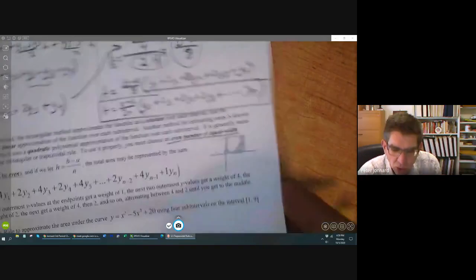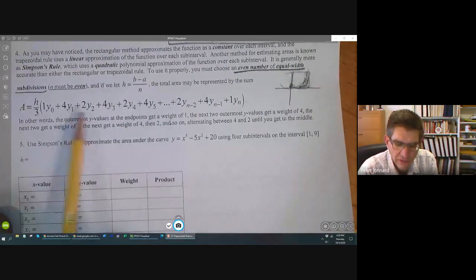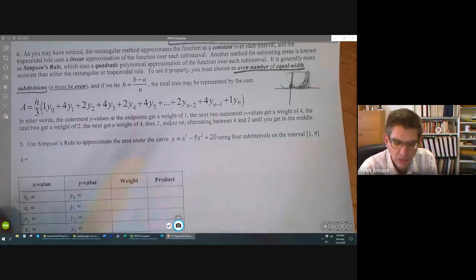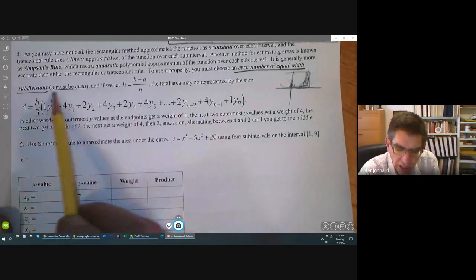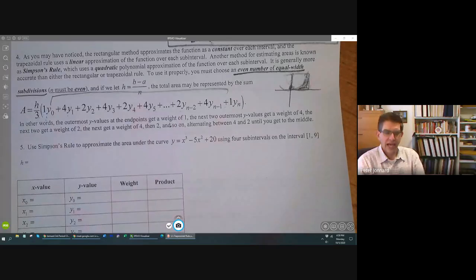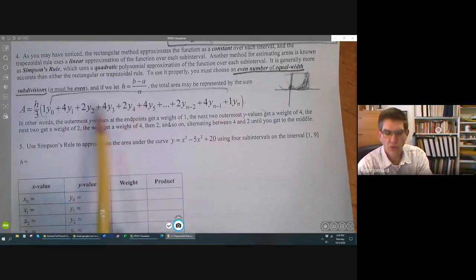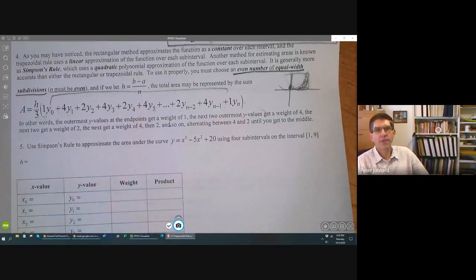So in Simpson's rule, you have a different situation. Notice that it alternates 4, 2, 4, 2, 4, 2, 4, 2. But what about these ones here? Well, those are on the endpoints, right? And so if you kind of just mush them together, those kind of have a weight of 2. And so it kind of goes 2, 4, 2, 4, 2, 4 all the way across, okay?